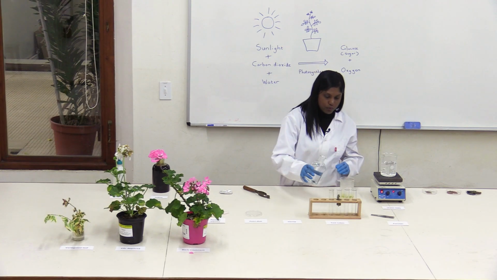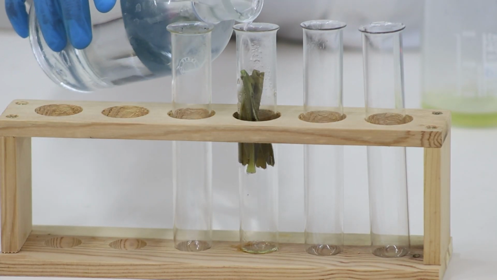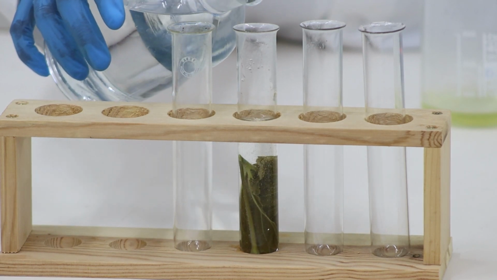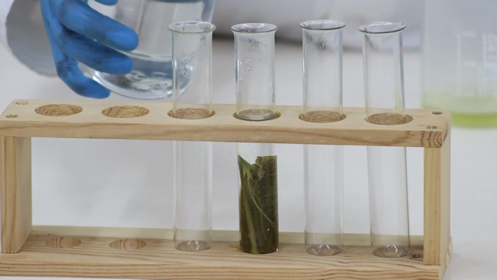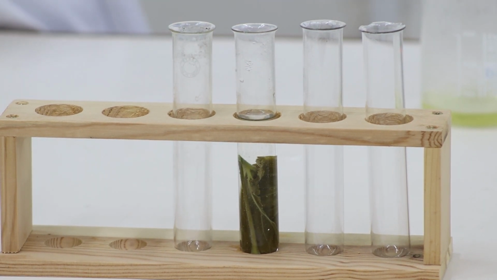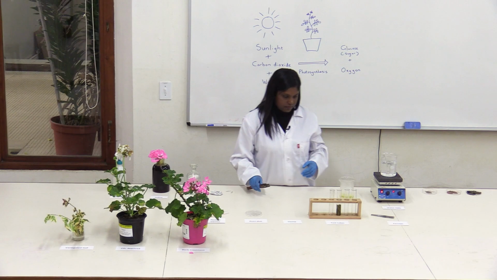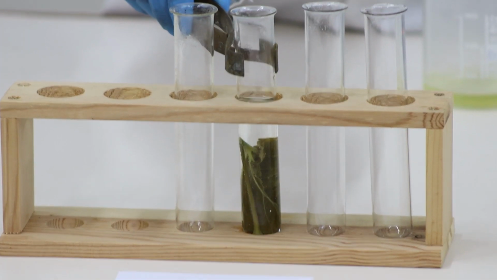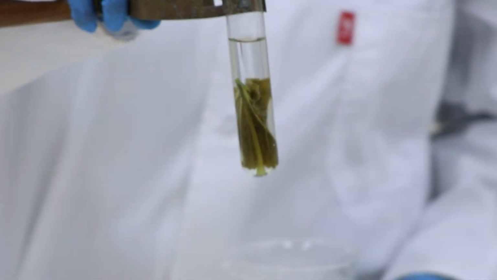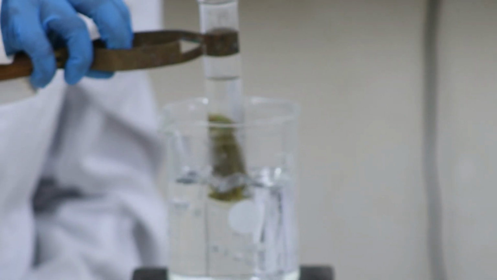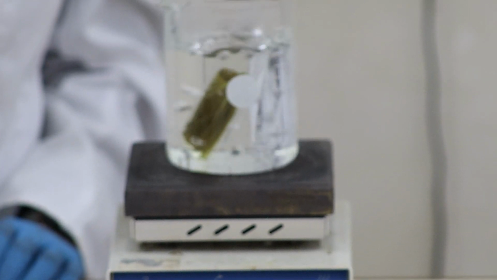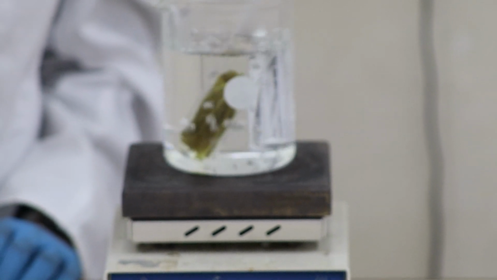So now I'm going to pour some ethanol into this boiling tube, and we will again boil the leaf for 3 minutes and allow the chlorophyll to be extracted. So carefully place the boiling tube with ethanol back into this beaker with water and leave it for 3 minutes.